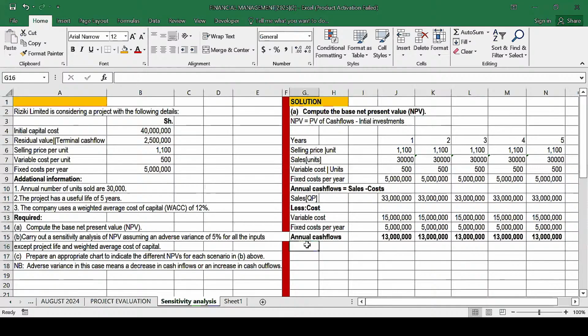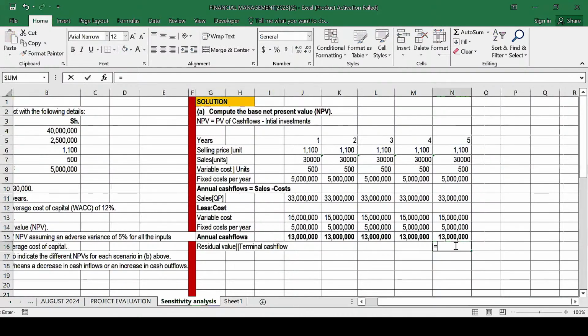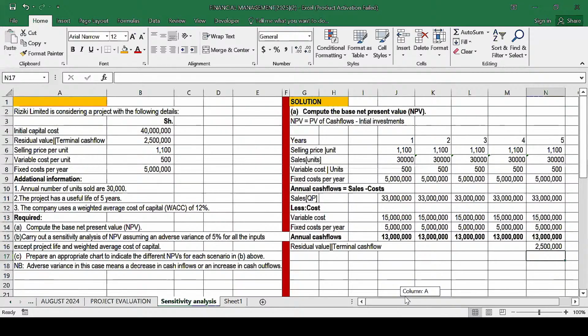But remember also in our case here, we also have the terminal cash flows. We have the residual or the terminal cash flows. So remember, this is the cash flow which is expected to be generated at the end of the project life. This one is a cash flow to be generated in year 5 at the end of the project life. So basically, which is 2.5 there. 2.5, yes.